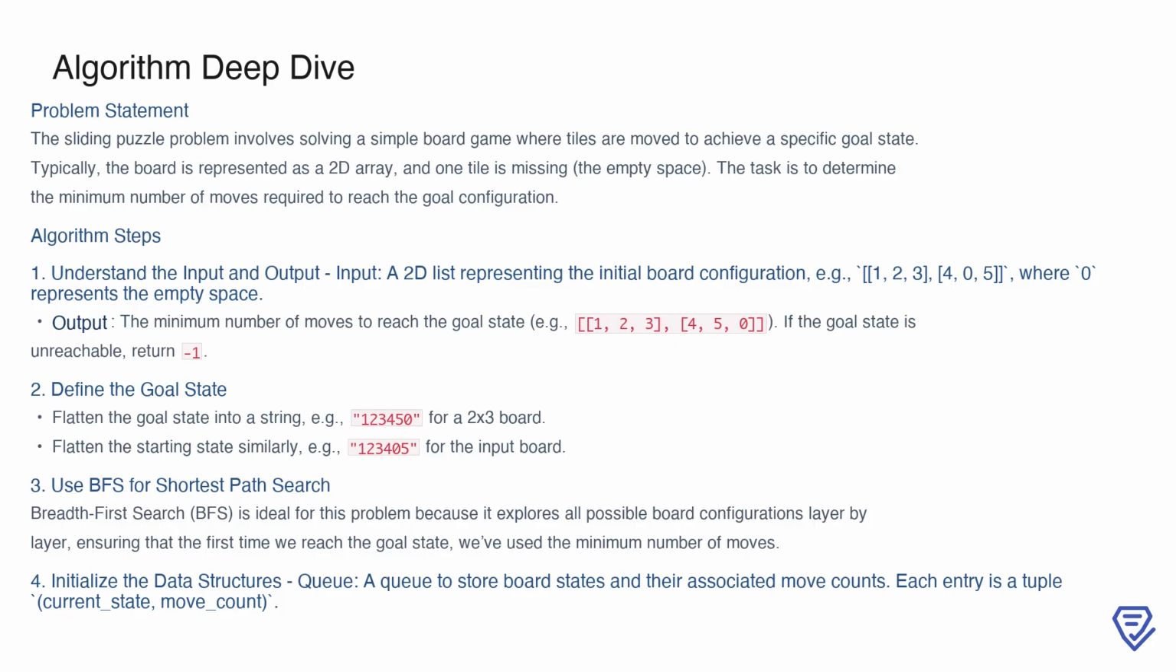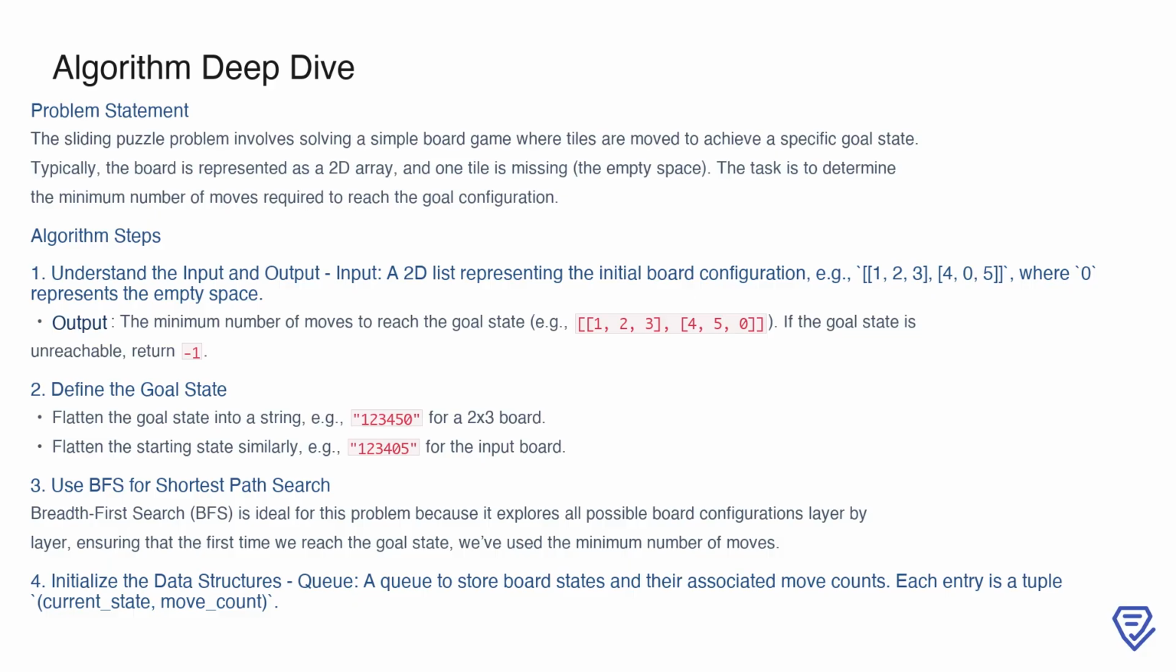The sliding puzzle problem challenges us to solve a board game where tiles are rearranged to achieve a specific goal state. The board is typically represented as a 2D array, with one tile missing to allow movement, identified as the empty space. The objective is to determine the minimum number of moves required to transform the initial configuration into the goal configuration. For example, the board could start as 1, 2, 3, 4, 0, 5, and the goal might be 1, 2, 3, 4, 5, 0. If the goal state cannot be reached, we return -1.